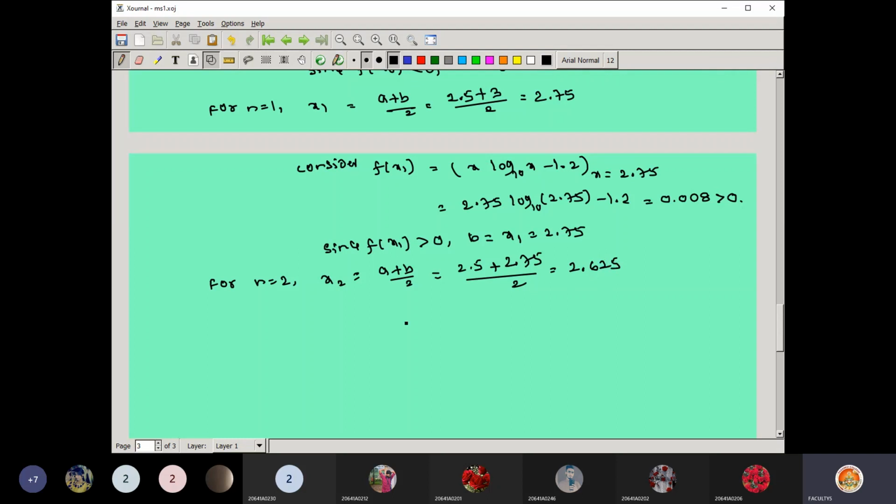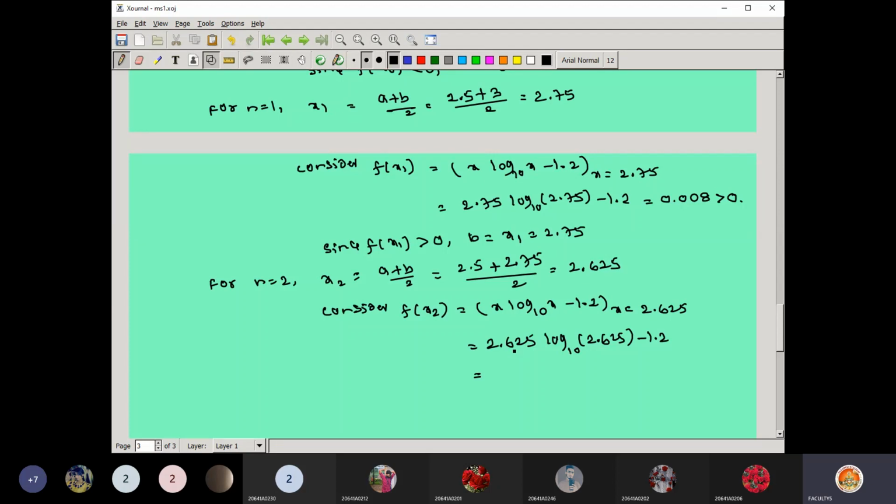Don't check whether it is positive or not. You forget about approximate roots. The problem is only in your function. Consider f of x2, so it is x log x minus 1.2. There you are supposing x equal to 2.625. That value you are substituting: 2.625 logarithm of 2.625 minus 1.2.